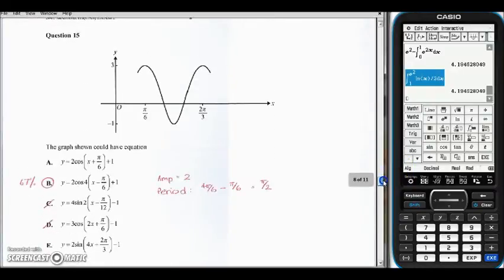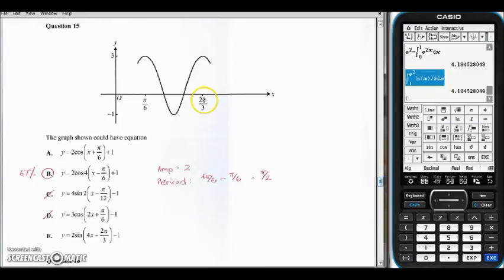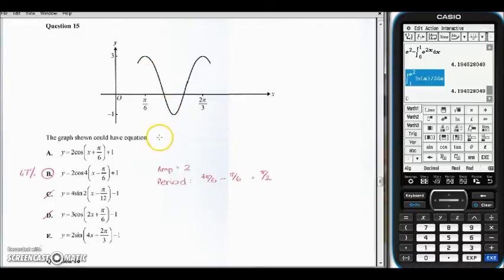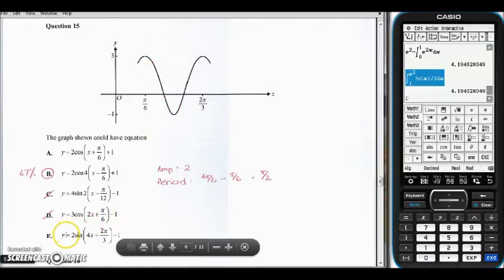Okay, question 15. This one was easier than it looks. We've got a sine or cosine function here, and we want to know what the equation could be. It says could because there'd be more than one answer. I'd look at the amplitude first. The amplitude is 2. So which ones have an amplitude of 2? You've already narrowed it down to A, B, or E. So get rid of C and D. And the amplitude is 2, and the whole thing's been shifted up by 1. So that rules out E. So we're already down to A or B.